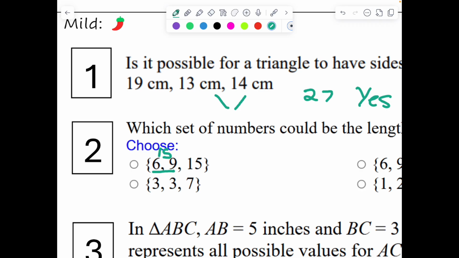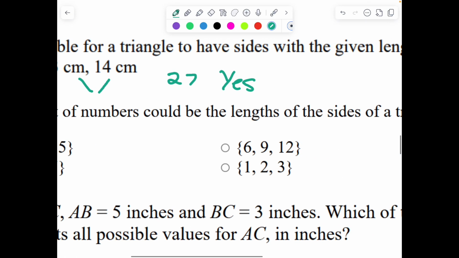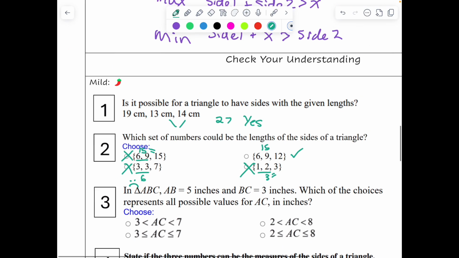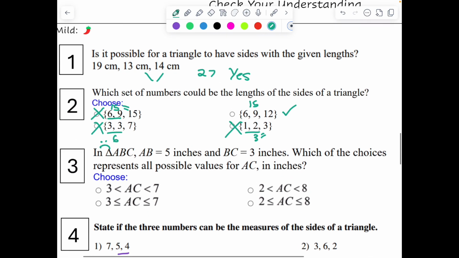Okay, 6 and 9 make 15. However, we have to be longer than the longest side. These are the same, so this is not going to work. 3 and 3 add up to 6, which is not good. That's not going to work. 6 and 9 add up to 15. This is more than 12, so yes, this can be a triangle. 1 and 2 add up to 3, which is the same as 3. This is not going to make a triangle.